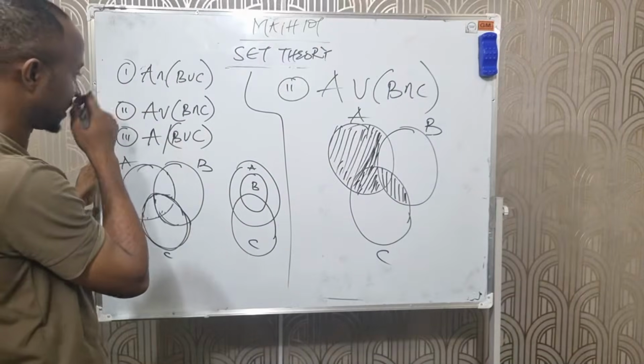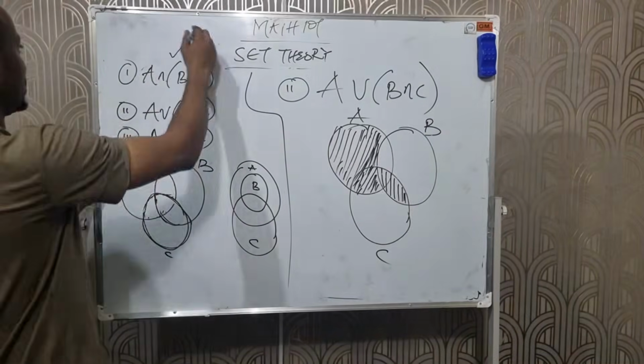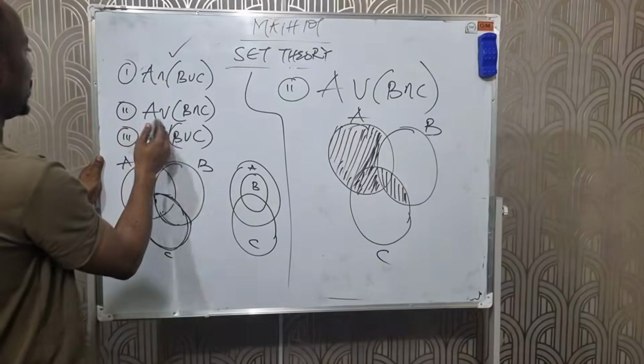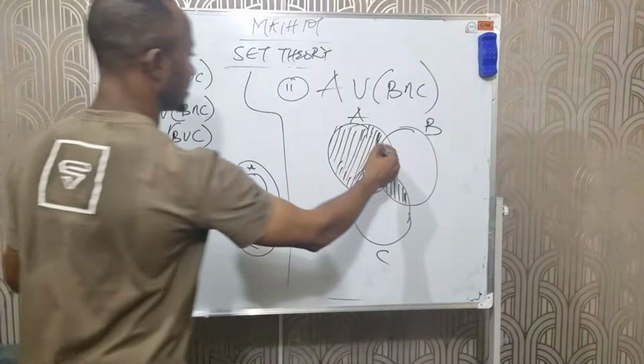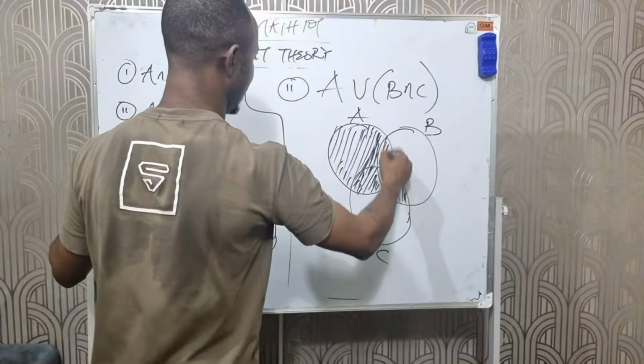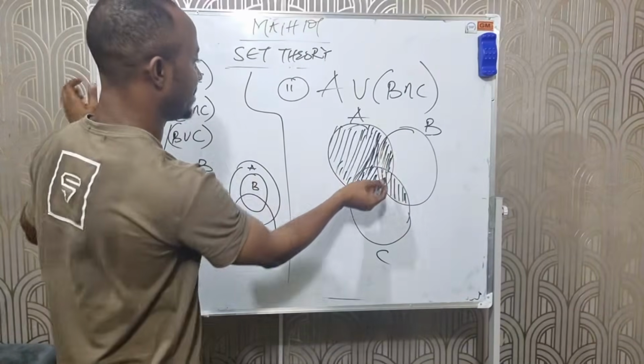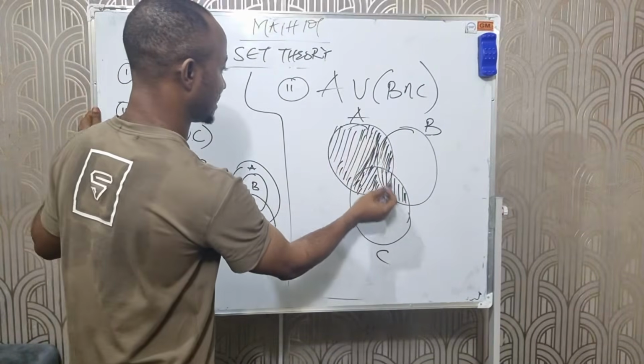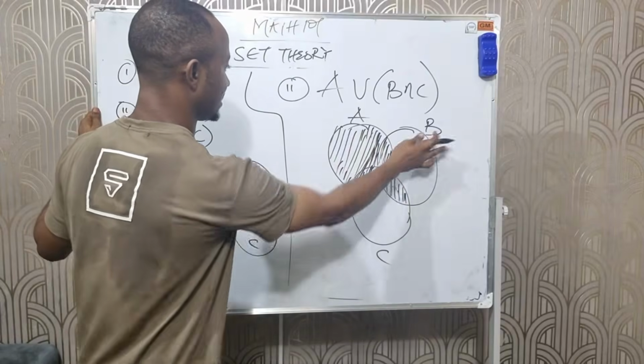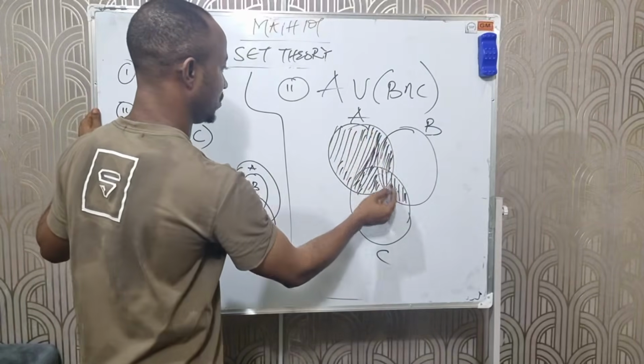Let's look at this question again, please. We have seen this. We're looking at A union. Sorry, this part is meant to be shaded because it's still part of A. We are meant to shade every part of A with the intersection of B and C.